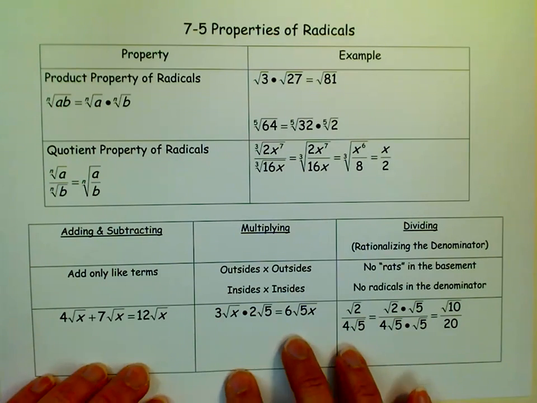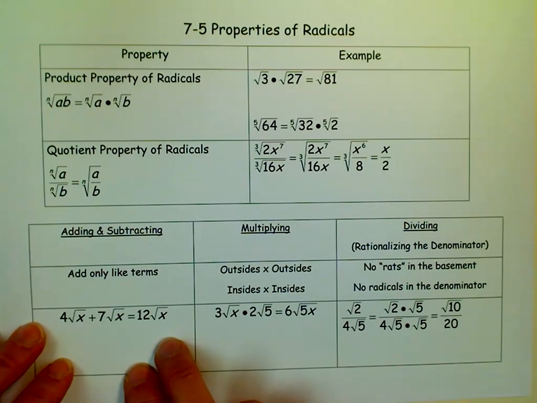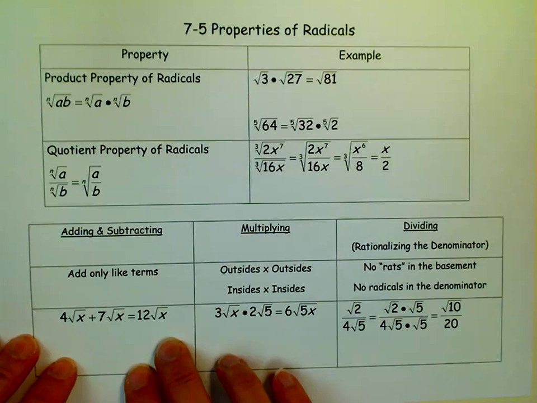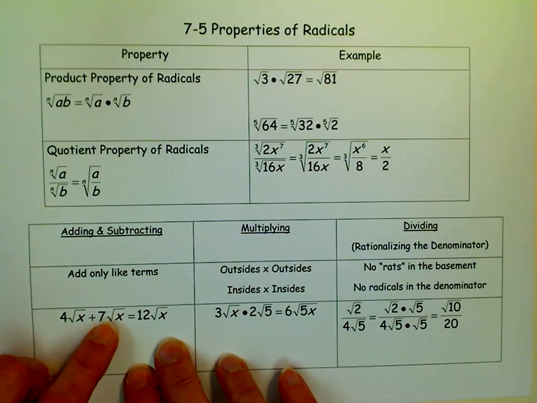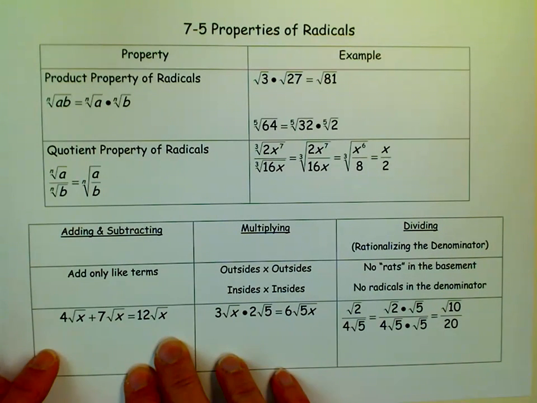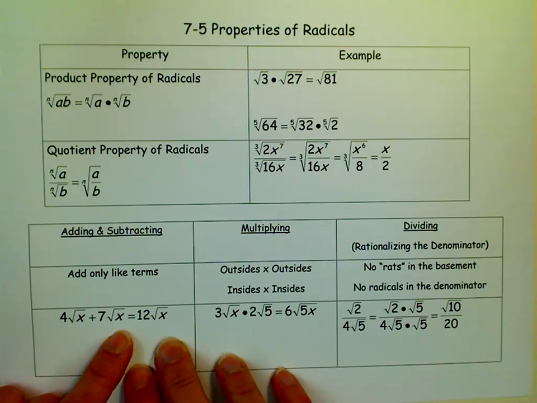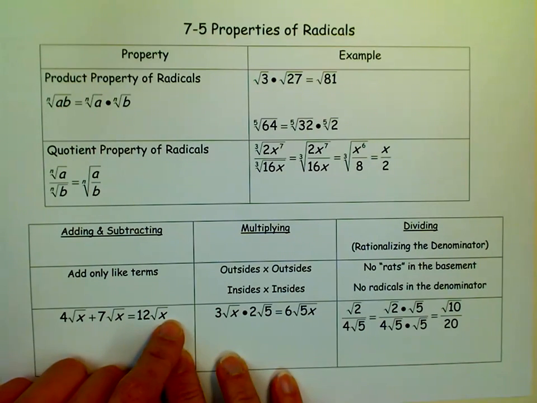Some things to keep in mind: when you're adding radicals, you can only add like radicals. You can only add a radical x to a radical x, or a radical 3 to a radical 3. And all you do is add the outsides, the coefficients. Similar to when you would have just said 4x plus 7x would be 11x. Well, 4 radical x's plus 7 radical x's is 11 radical x's.